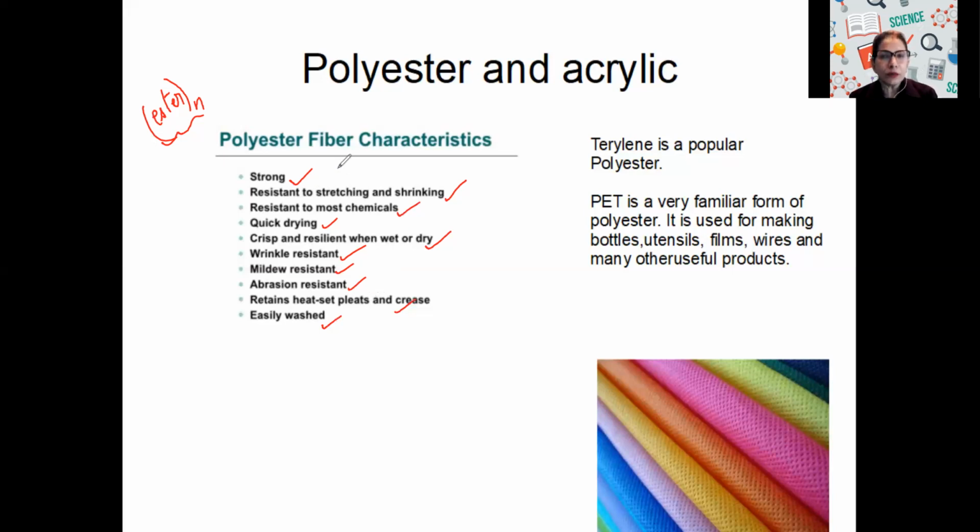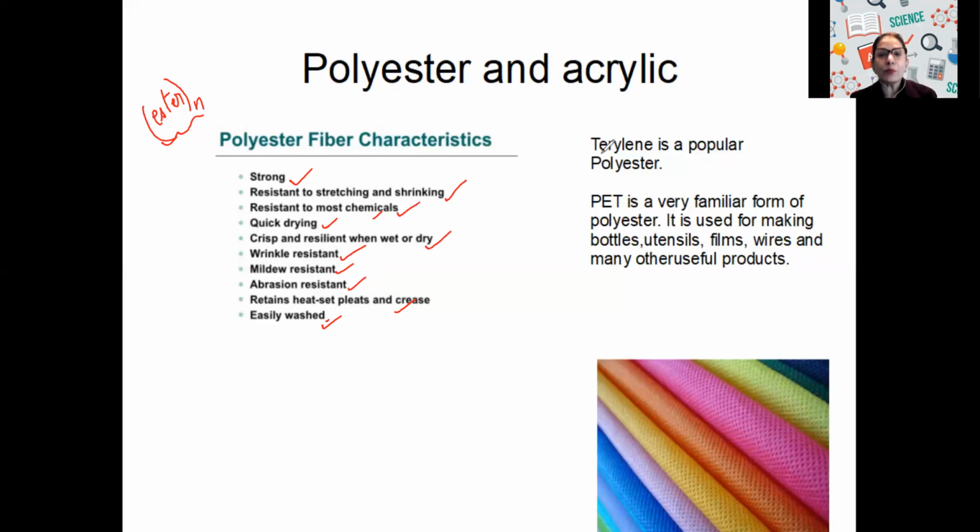Okay, so what are the characteristics of polyester? It is very strong, it is resistant to stretching and shrinking, it is resistant to most chemicals, quick drying, easy washing, then no mildew formation or mildew resistant, then wrinkle resistant, so too many wrinkles will not be there. I will not say totally wrinkles will not be there, but too many will not be there. A light ironing may be required if it is not stored properly, and then abrasion resistant, and it can be easily washed and dried. Okay, so this is polyester fiber characteristics.